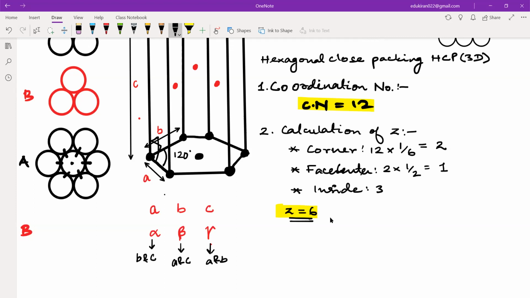You have to remember in this case, alpha is equal to beta, which is equal to 90 degree. And gamma is equal to 120 degree. Also, you can see here, I have made the side lengths A and B a bit different, just to show that it is a 3D structure. But essentially A and B will be equal, but this will not be equal to C. C will be different, C will be elongated. Okay, A and B will be equal and C will not be equal to A and B. Fine. Any problem till here?